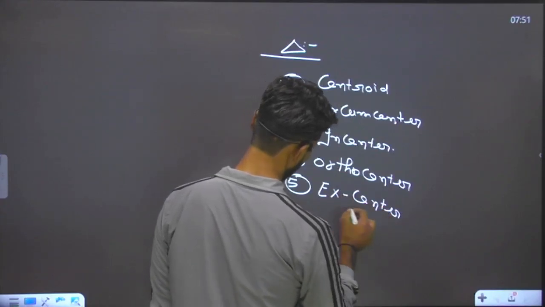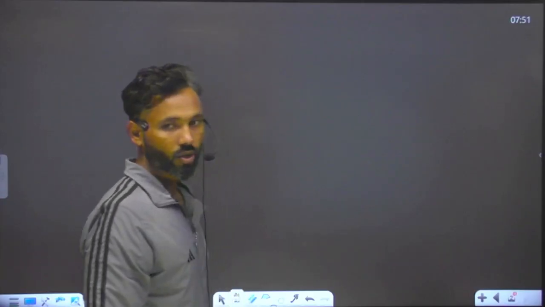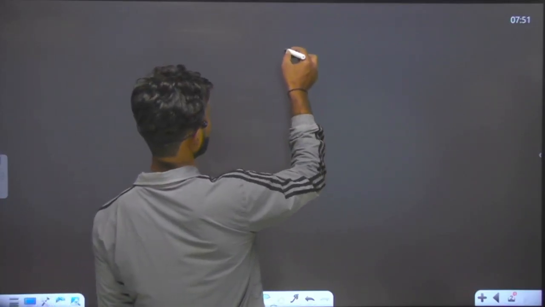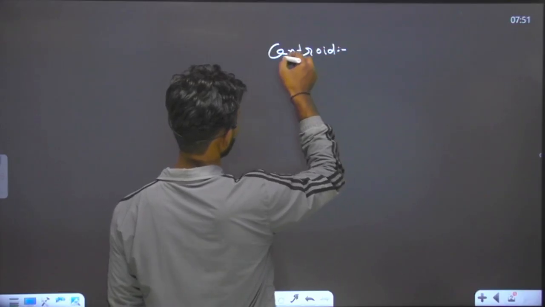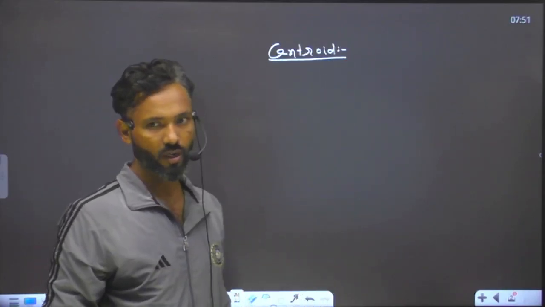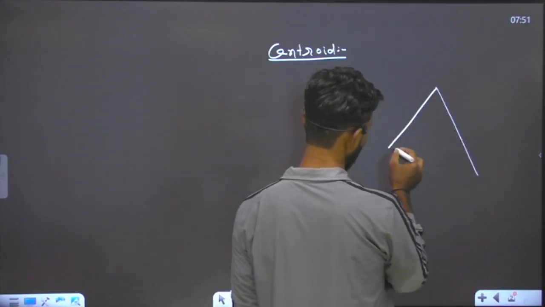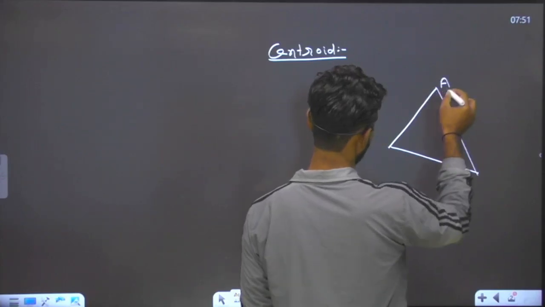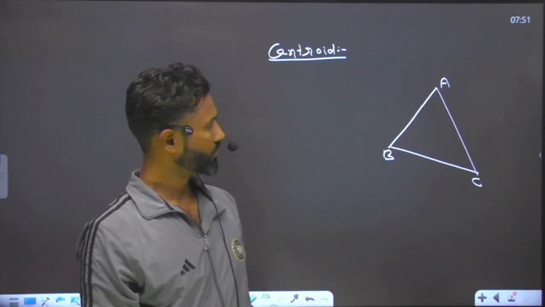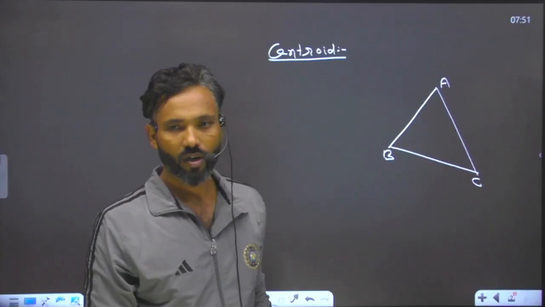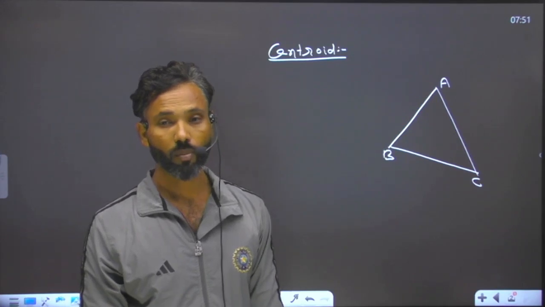So at first we will take centroid. We will discuss the existence of the centroid at first, and what a centroid is. Suppose here is a triangle and the name of the triangle is ABC. Everyone of you knows that a triangle has 3 vertices, A, B and C. So there will be 3 medians.